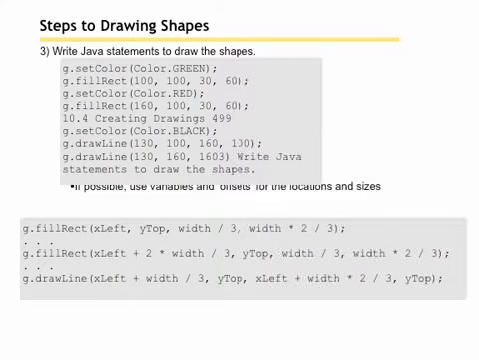So you write Java statements to draw these shapes. In the case of the previous one, we had those 3 different rectangles, and if possible, use variables and offsets for the size and location. So we can say something like xLeft plus 2 times width divided by 3 to calculate where that next x value should go, rather than trying to hard code it, because that means we could only update the first one and then let the other ones automatically follow.